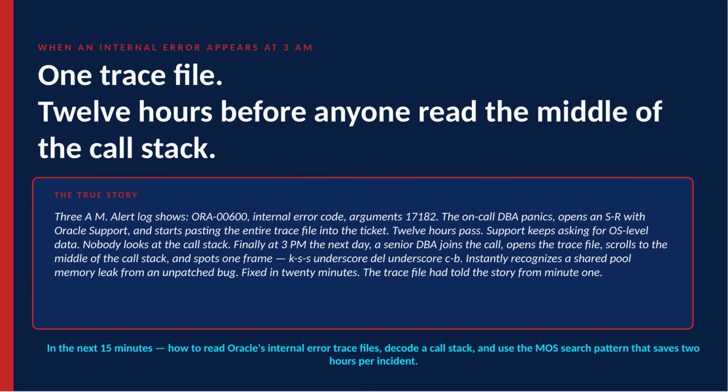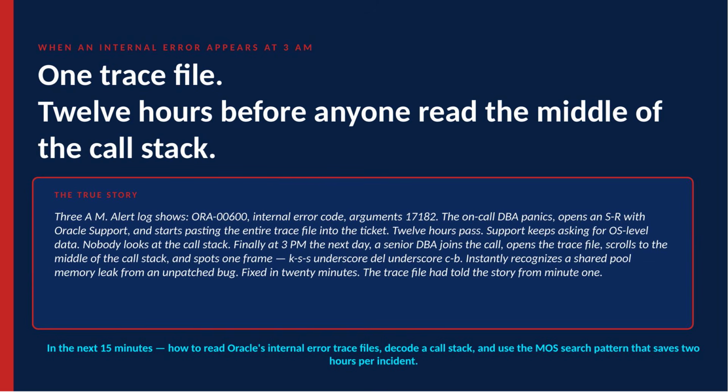3 a.m. The alert log shows one line: ORA-600 internal error code, arguments 17182. The on-call DBA panics, opens an SR with Oracle Support, and what do they do? They open the trace file, hit Control-A, Control-C, and paste the whole thing into the ticket body. 8 megabytes of raw text. 12 hours pass.